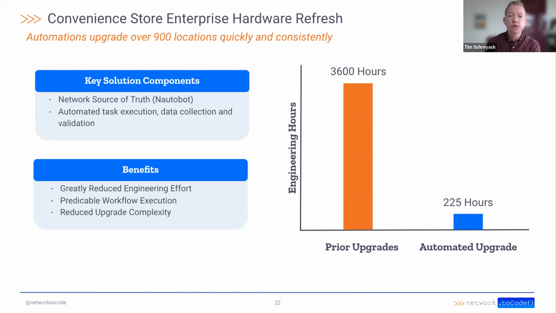A lot of this had to do with the upgrade of the operating systems, as well as the hardware itself, perhaps planning for end of sale, end of life equipment. And before that, they were spending around 3,600 hours per instance of needing to do upgrades. And through the automation, we were able to significantly reduce that down to around 225 hours. So a drastic change in the amount of time required in order to implement this kind of upgrade in their environment.